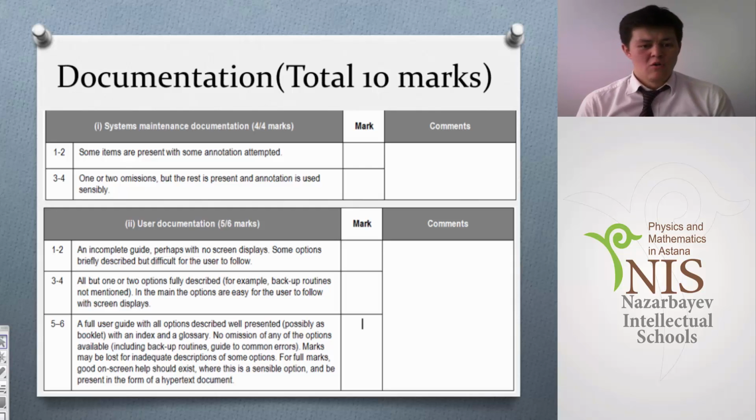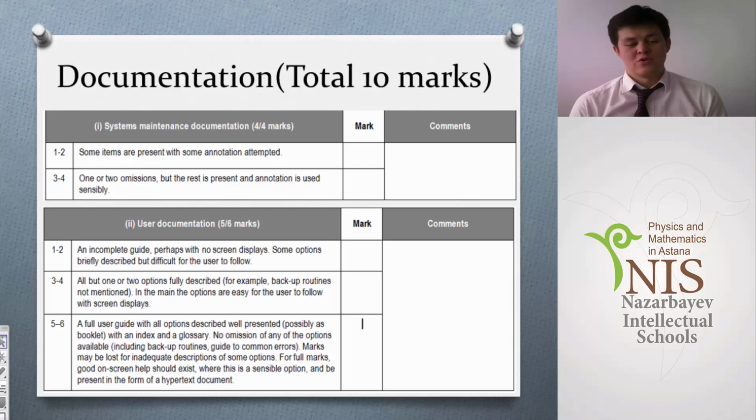Next, all but 1 or 2 omissions fully described. For example, backup routines not mentioned, etc. So in the main, the options are easy for the user to follow with screen displays. So here you can see that if you have screen displays or some screenshots, it's very good for evaluating this work, because the user will understand where he is, because he can compare his actual program problem with the guideline.